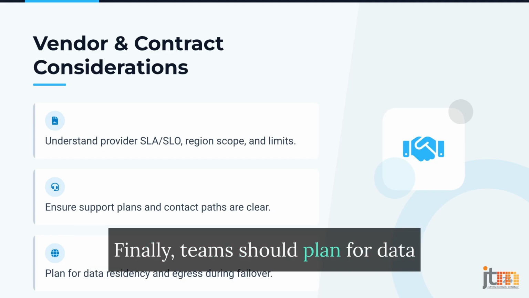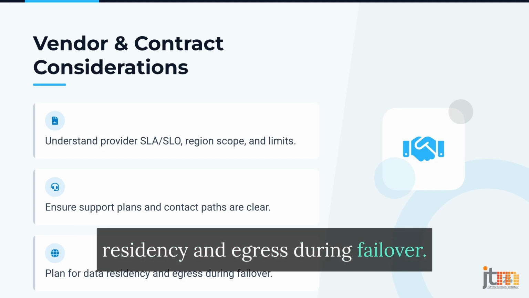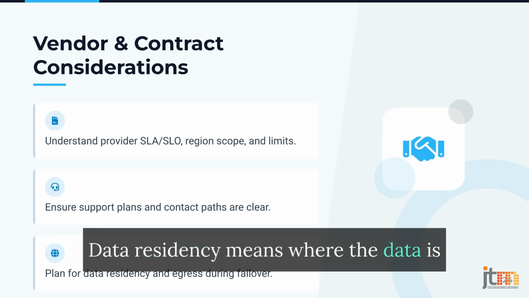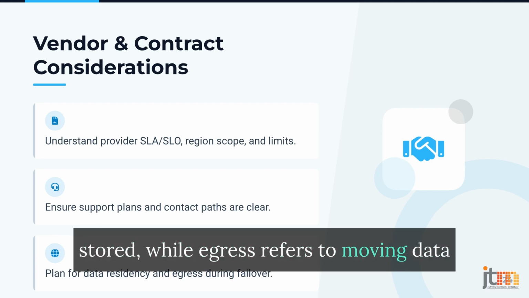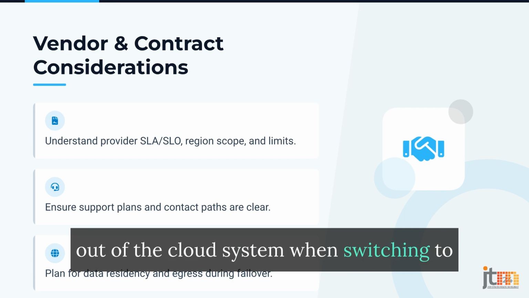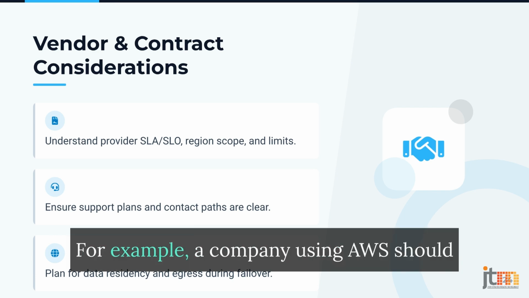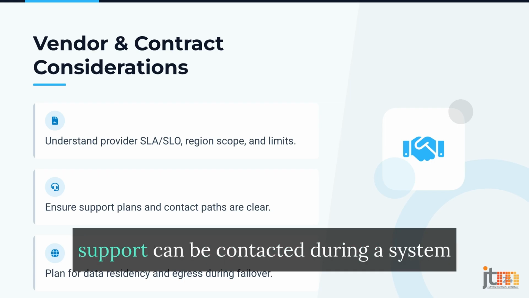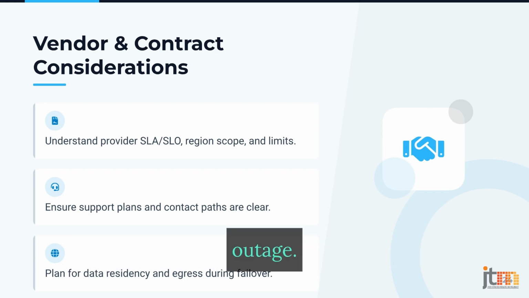Finally, teams should plan for data residency and egress during failover. Data residency means where the data is stored, while egress refers to moving data out of the cloud system when switching to another region. For example, a company using AWS should know which region stored its data and how support can be contacted during a system outage.